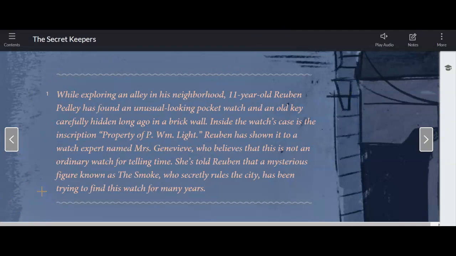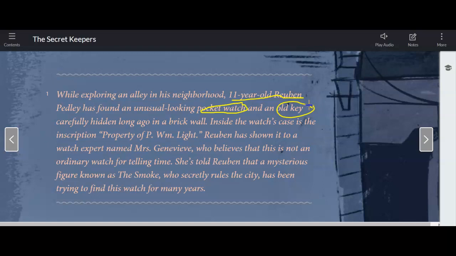All right, so you should have read this. So this sets up our story, okay? It's important for us to go ahead and set up this story because, again, we don't have the full story. We're only having a part of it. Okay, so what do we know? So main character's name is Reuben. He's 11 years old. He's found this unusual looking pocket watch and an old key, okay?